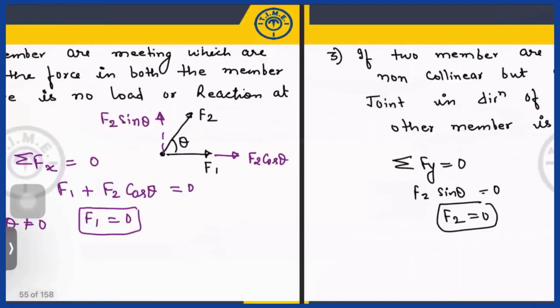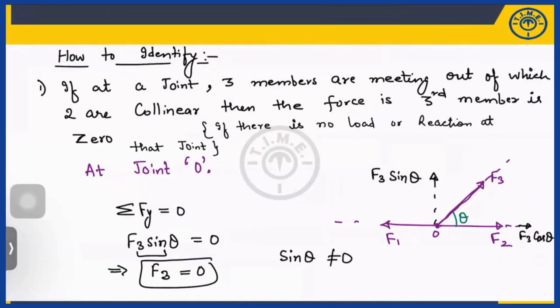Please make a note of these three points. Then I will discuss the problem. These three points will definitely help you to identify the zero force member. Because the other method is you have to consider the method of joints and calculate the force in every member. But sometimes if you remember these three points, then directly you can find whether the force in a member will be 0 or not. So please make a note of these three points. Then I will discuss the problem.